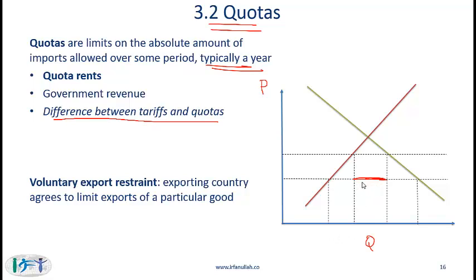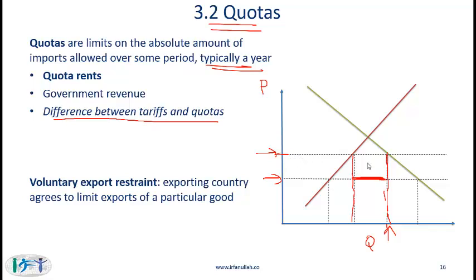Then effectively what will happen is domestic producers will produce this much. The quota amount for imports is this amount. So the society or the consumers will get this quantity. The price, which originally was over here, this is the price assuming free trade, would go up to the same price that we had with a tariff.